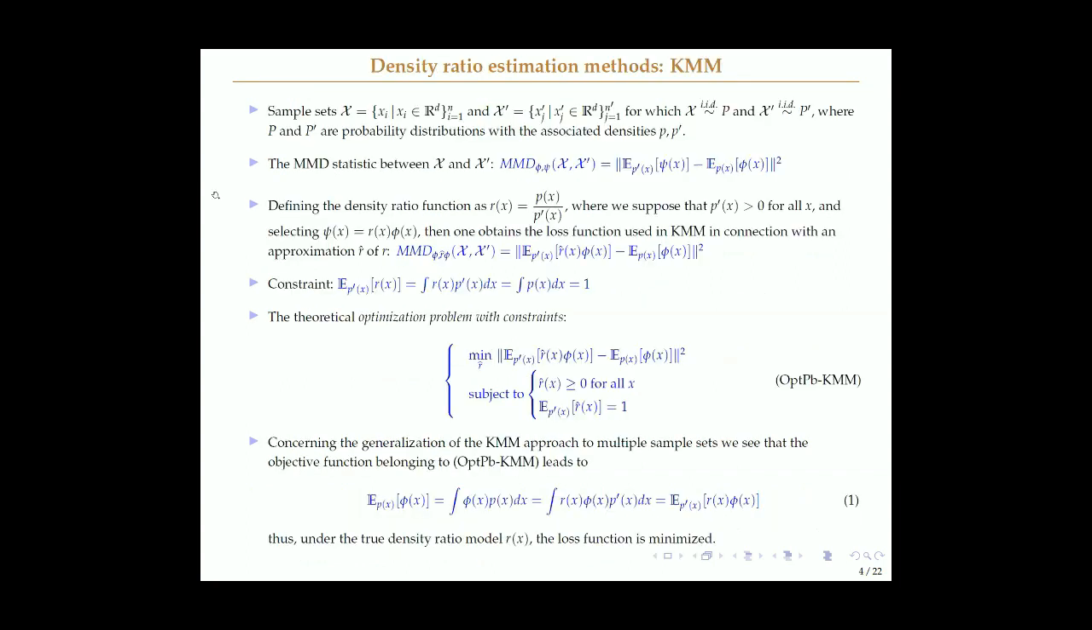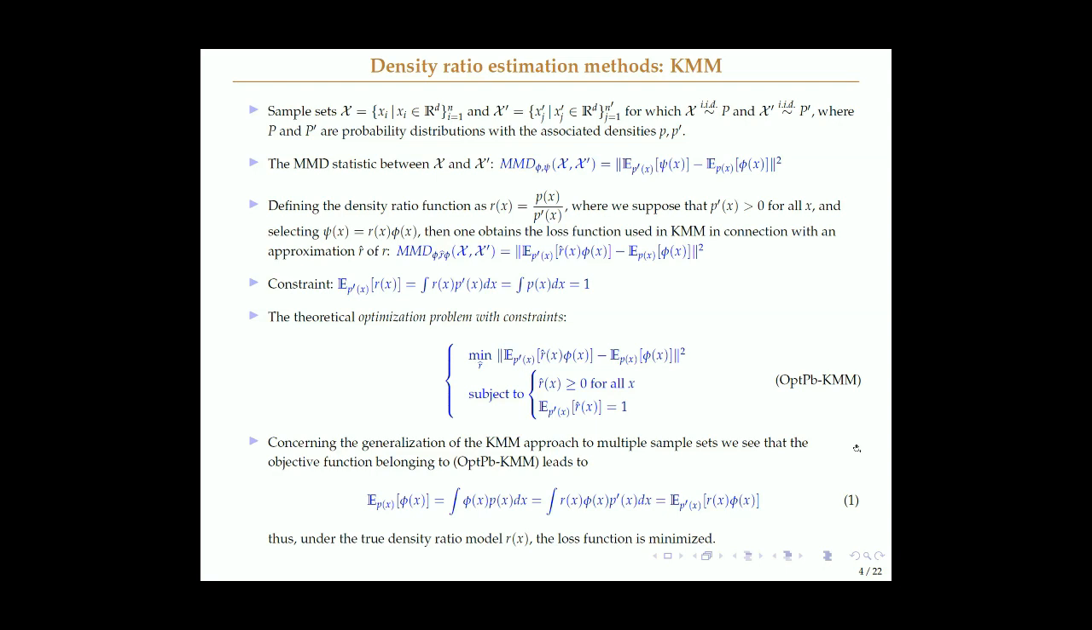Now, for the KMM method, we said that it is based on the MMD statistic. In fact, the MMD statistic is the L2 norm between two differences in expected values. One is taken with respect to the training data and the other one with respect to the test data. After that, we define the density ratio function, which is the ratio between the test and the train probability density functions. And by using the definition of the probability densities, we find some natural constraints. Therefore, we obtain an optimization problem, but with constraints.